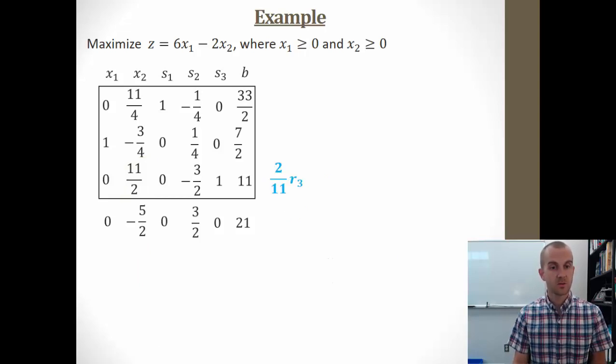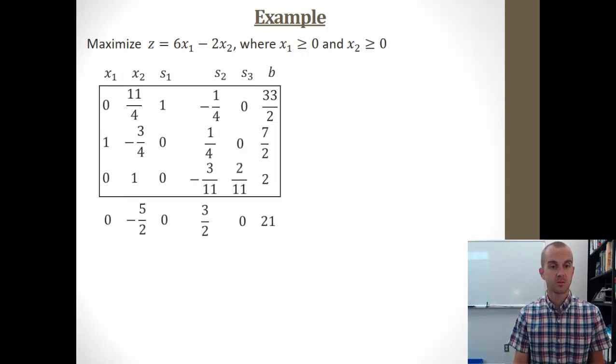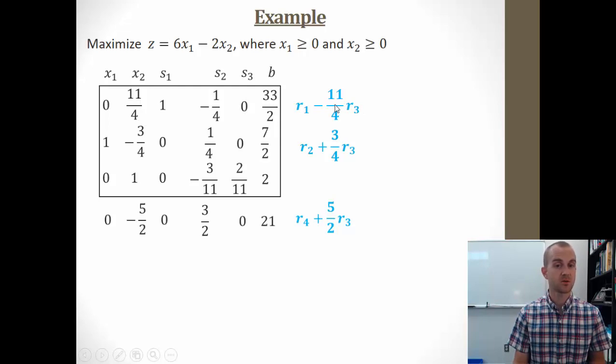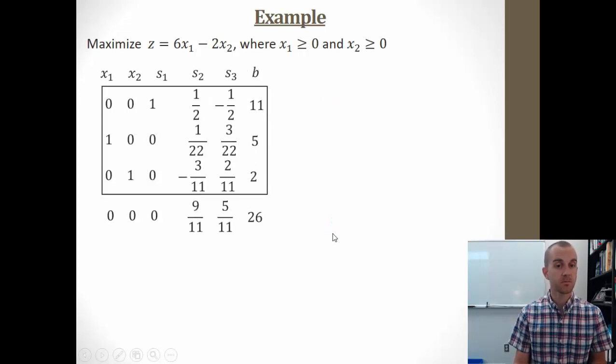So what I like to do, again, is multiply by 2/11, making that entire row simplified so that it becomes a 1. And now I can simplify my other 3 rows. I'm going to subtract 11/4 of row 3 from the first row. I'm going to add 3/4 of row 3 to the second row. And I'm going to add 5/2 of row 3 to the fourth row.